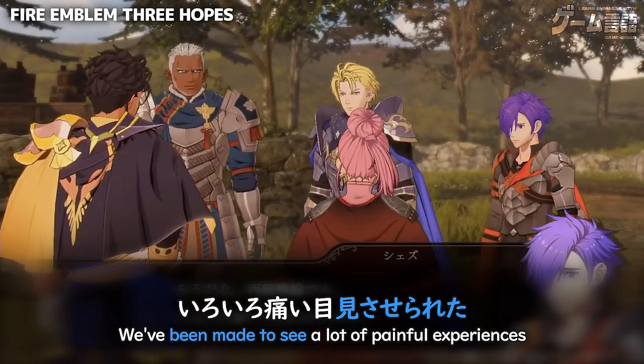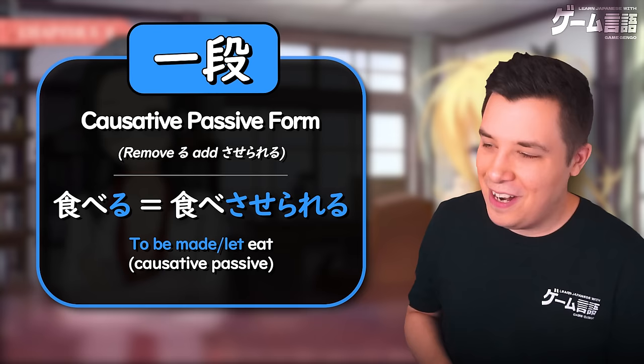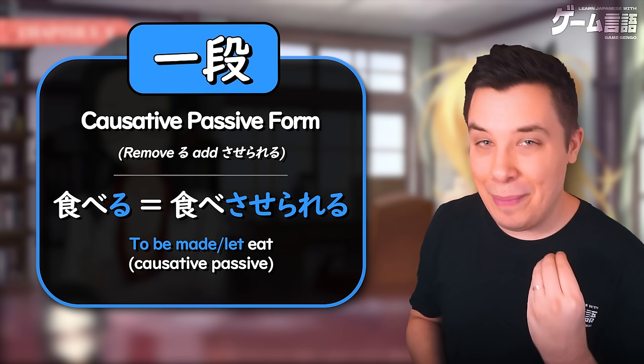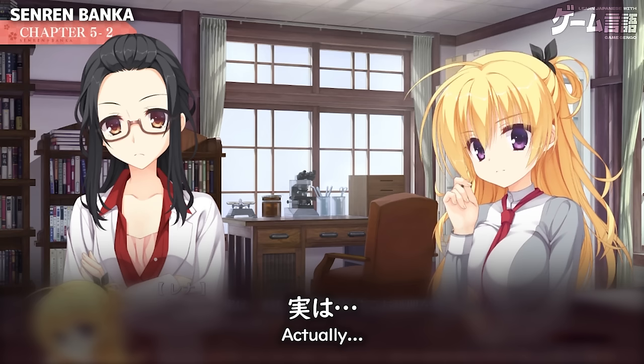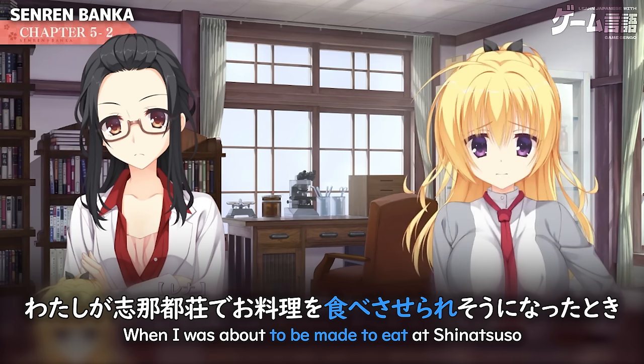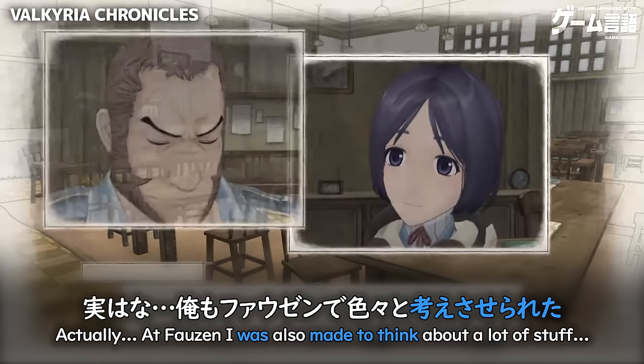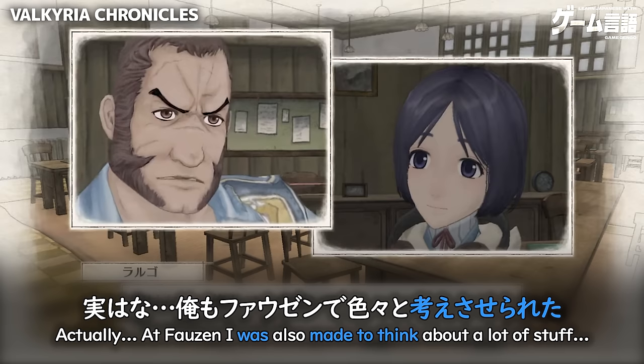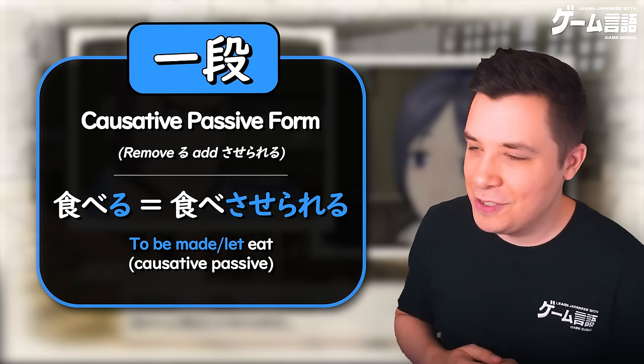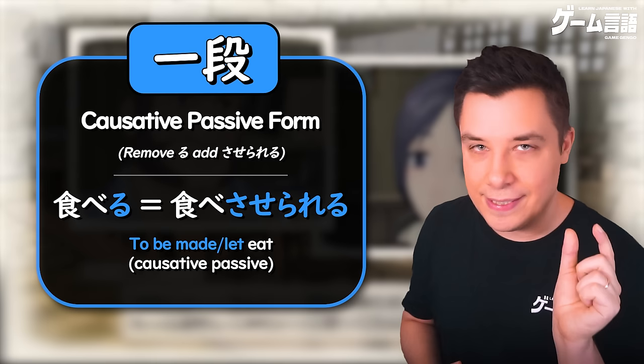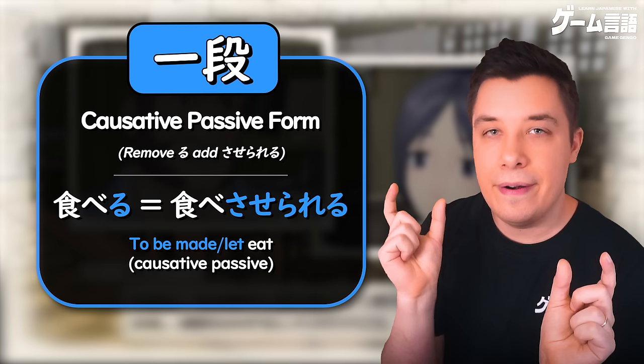Or like here in Fire Emblem Three Hopes, to be made to see a lot of painful experiences. いろいろ痛い目見させられたわ。And so if you were made to eat something, you could turn 食べる into 食べさせられる。実は、私が死にそうでお料理を食べさせられそうになった時、母と一緒に出てきたんですよ。そうか。実はね、俺もファーザンでいろいろと考えさせられた。So this is definitely a tricky piece of conjugation, but just remember, it's the causative passive. Causative comes first, saseru, passive comes next, and to combine them, you just need to drop the ru that's in the middle, so saserareru, to be made to do something, or to be let to do something.